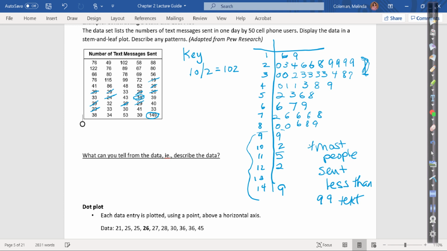You could also say that most people sent between, and again, depending on how you want to look at this, but it's really easy to say, probably, between 20 and 39. If you want to get a little bit more specific, you could say between 20 and 49, or between 20 and 69, depending on how you want to break up the data. So again, you have to just sort of look at it, and it is a little subjective.